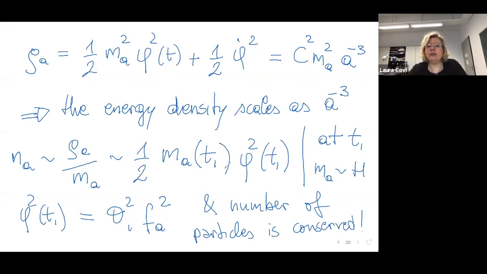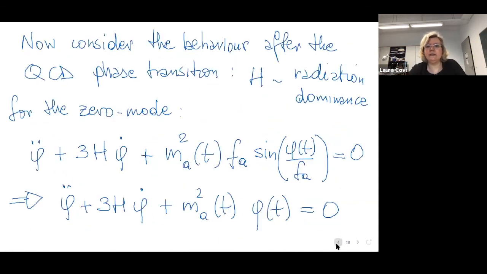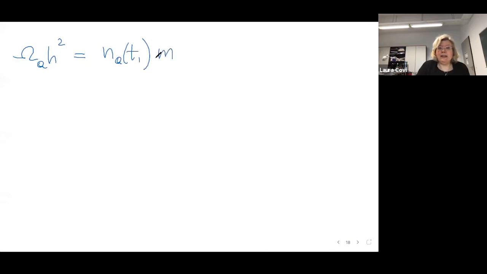So if you want to keep that, this means, and let me erase another slide. I think this one I could erase. So we have at the end that we get the density from the misalignment mechanism for the axions is actually nothing else than this energy density, so the number density of the axions at the time T1 multiplied by the mass today.